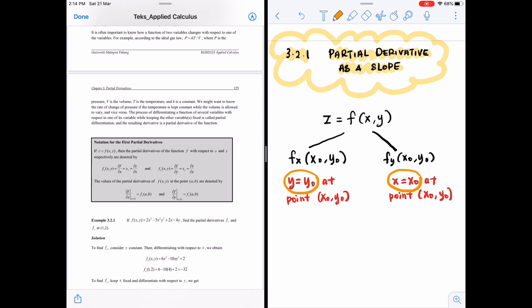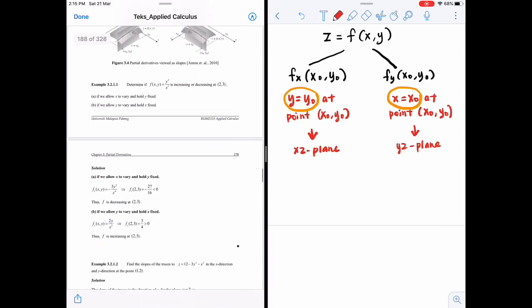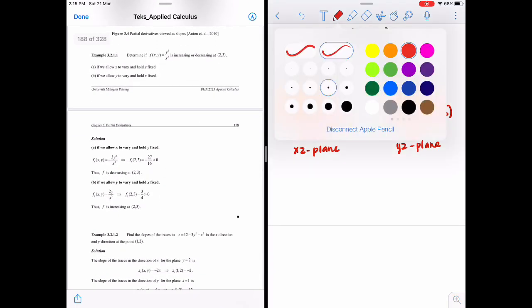Okay, the partial derivative with respect to x and with respect to y also always represents the slope of the tangent to the surface z, where the line is parallel to the xz plane if it is a partial derivative with respect to x, and the tangent line that is parallel to the yz plane if we find a partial derivative with respect to y. Okay, so let's see an example 3.2.1.